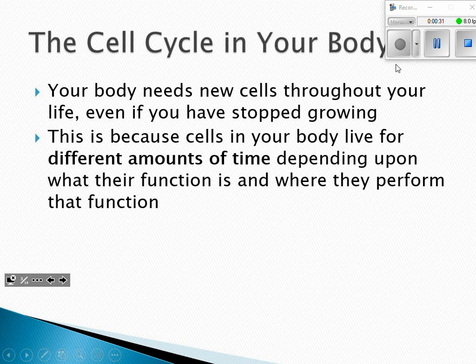Your body needs new cells throughout your life. Even if you've stopped growing, old cells will die, they'll get injured, and they need to repair. Different cells live for different amounts of time, depending on what their function is and where they perform that function.